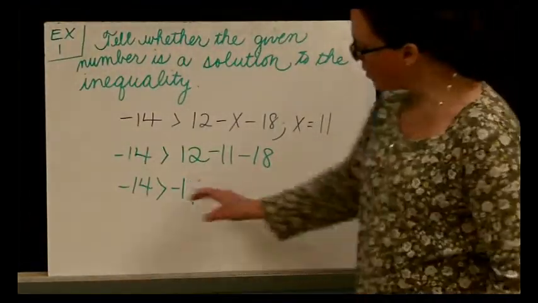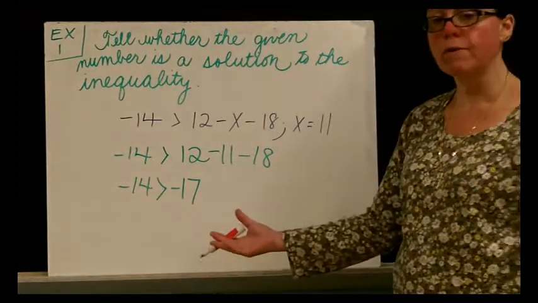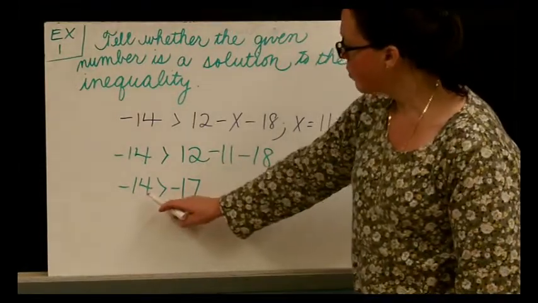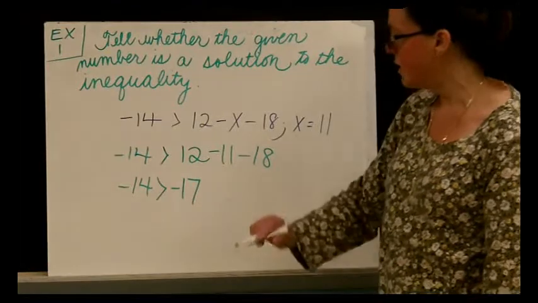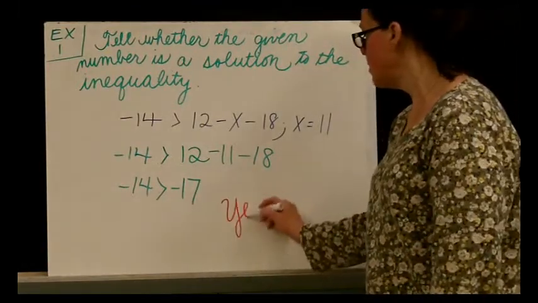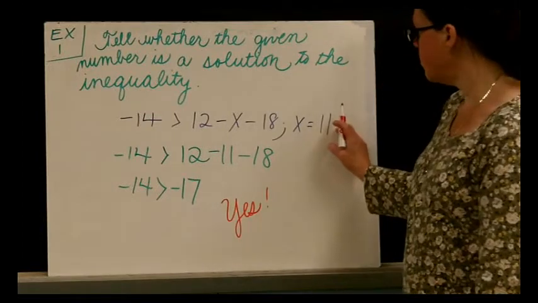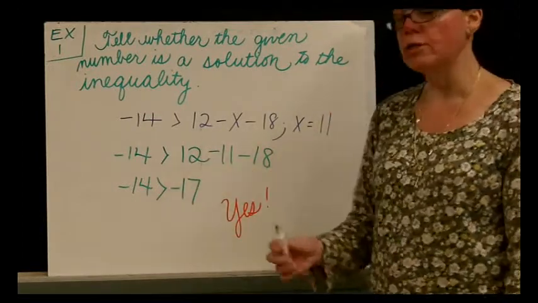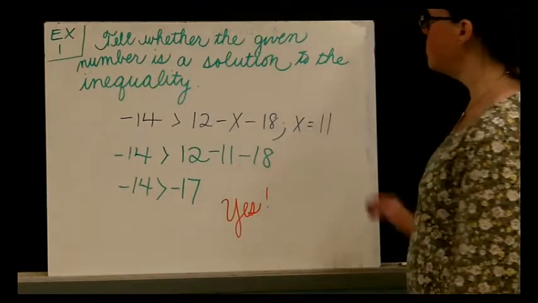And now that we're done, we can reread our statement to see if it is true or not. A negative 14 is greater than negative 17. This is a true statement, so the answer is yes. Positive 11 is in the solution set to this inequality.